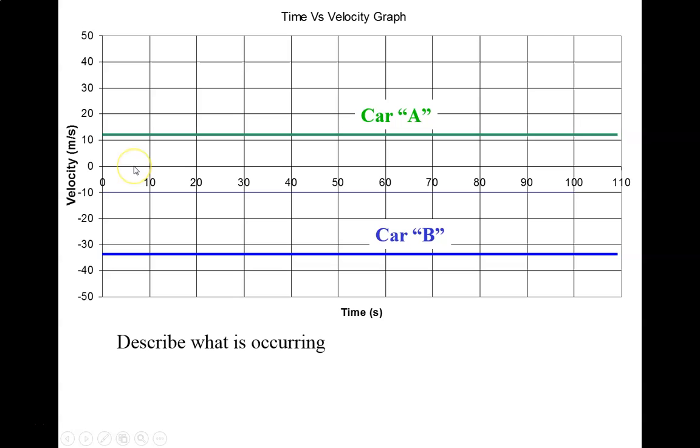If this line had been at the zero, that would have meant that it was stationary. Here, we flip down to the blue line and we get into the negatives, and of course, what does the negative mean? It means that we're moving backwards.